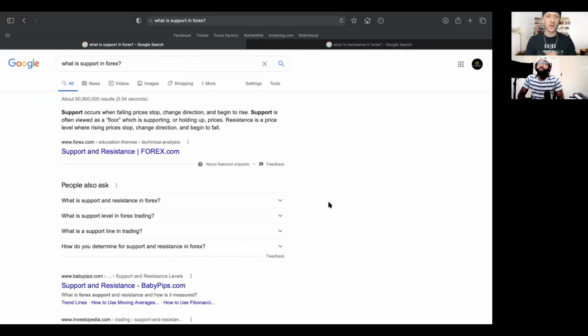All right, guys, so now we're going to break down what support is in the foreign exchange market. I'm going to put this definition up here, this little breakdown from forex.com, to give you guys a visual and just to put it into simplistic terms for you guys. So a support occurs when falling prices stop, change direction, and begin to rise. Support is often viewed as a floor, which is supporting or holding up prices. Resistance is a price level where rising prices stop, change direction, and begin to fall.